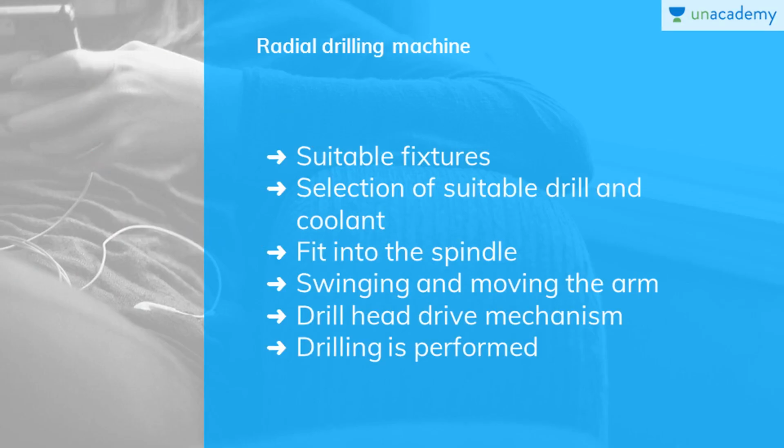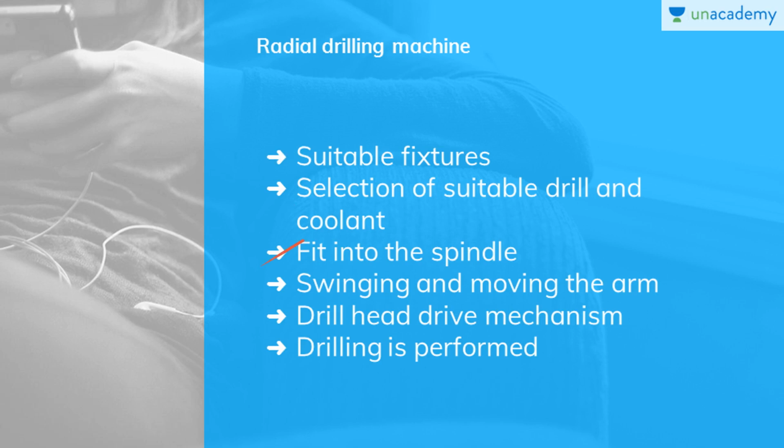So how does the radial drilling machine operate? After locating the hole positions, the workpiece is mounted to the work table by the usage of suitable fixtures. The suitable drill and coolant are selected. The drill is fitted into the spindle.